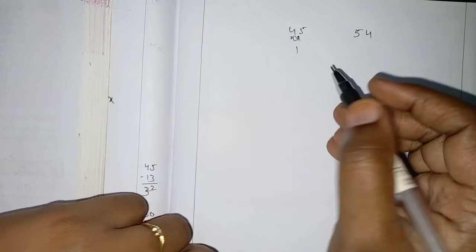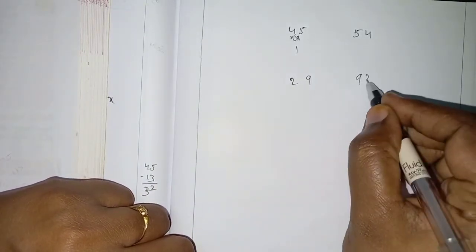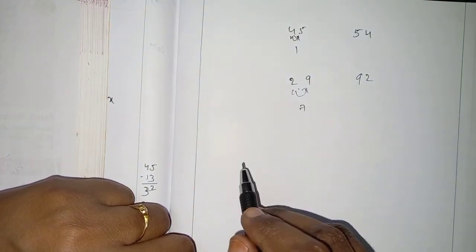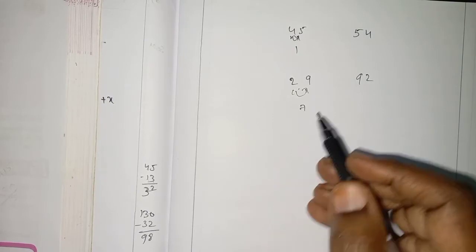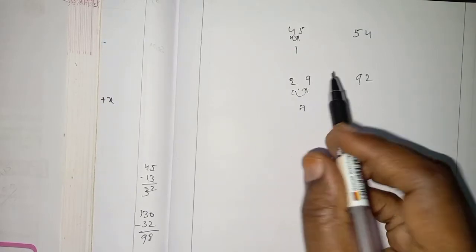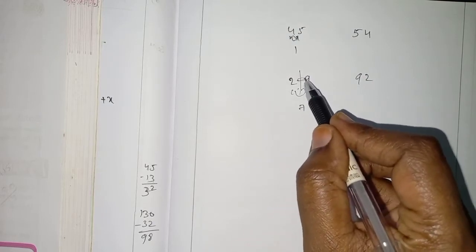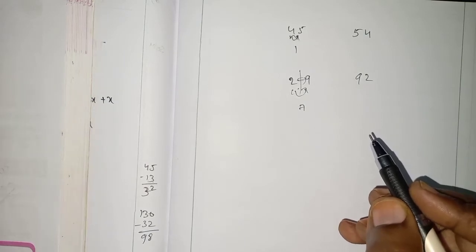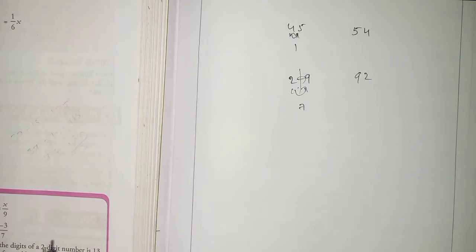And what is the difference between these two numbers? Just one. Now, 29, 92. What is the difference between these two numbers? 7, right? Now, the second question is something like, they are going to tell about a two-digit number and the difference between these two numbers. By using all those things, we have to find out what that two-digit number is.